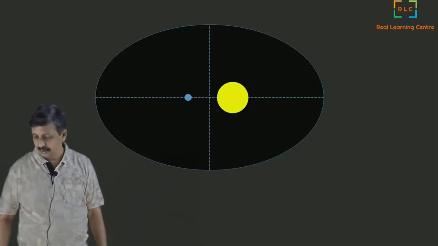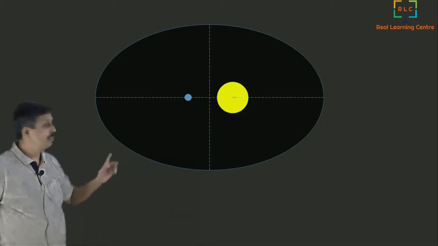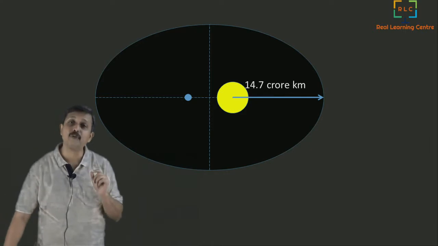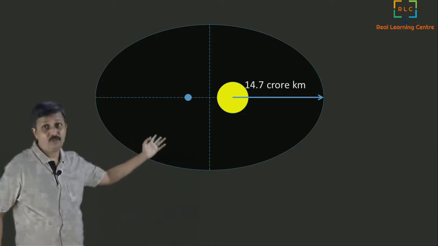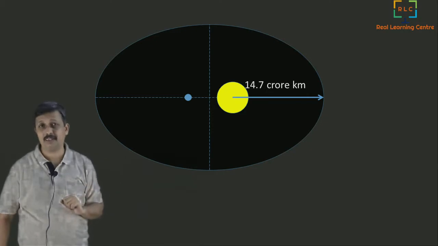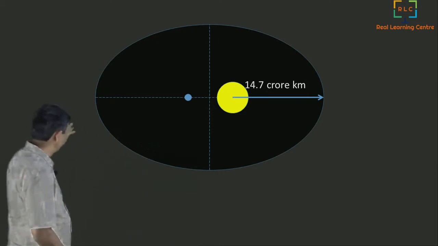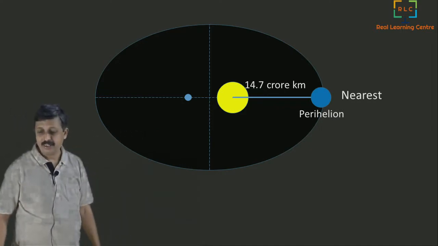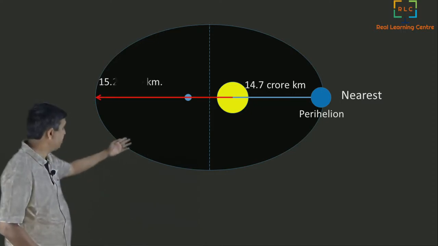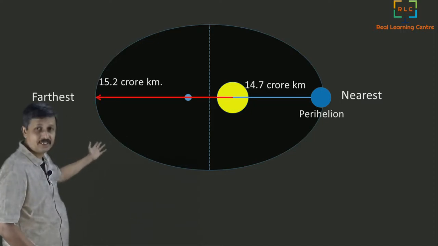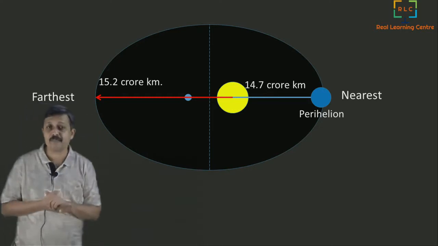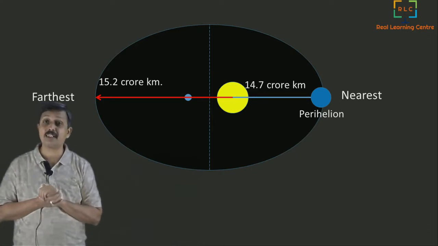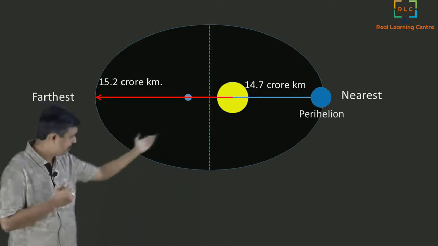And the distance between that one center and the nearest side is 14.7 crore kilometers, which is 147 million kilometers. And if you take the other side, from the sun to the farther side, the distance is 15.2 crore kilometers, which is 152 million kilometers. That is the farthest. Now it is simpler. How many times is it nearest and how many times farthest? Only once nearest, once farthest.